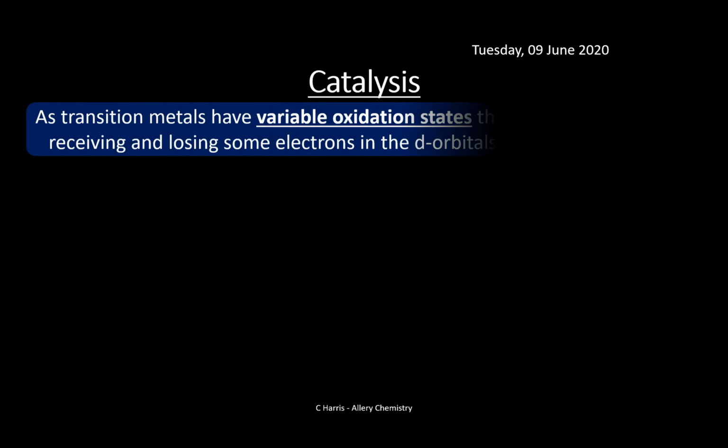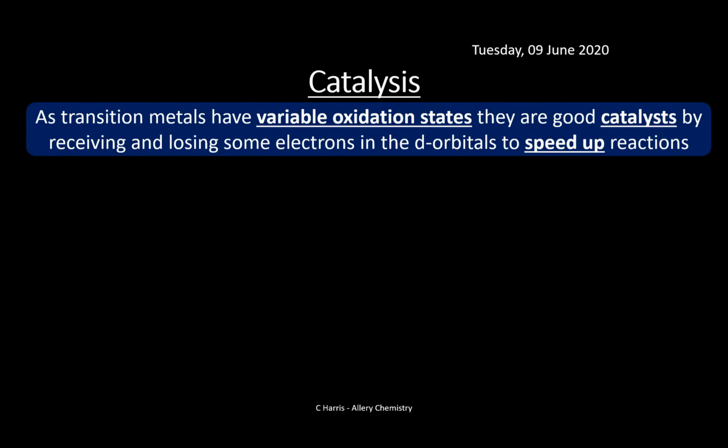So remember from earlier on in the video that we said that transition metals have variable oxidation states, and we looked at that table with all the different oxidation states on them. That feature allows them to be good catalysts. The reason why they're good catalysts is it allows them to receive and lose electrons, and that allows the substances that we're reacting to react, and that speeds up the rate of reaction. Okay, so that's what a catalyst does.